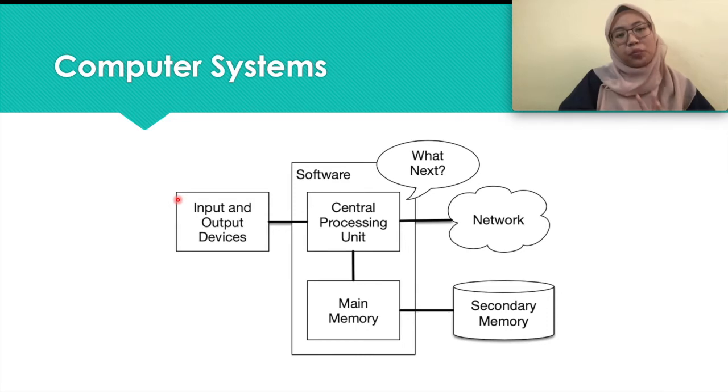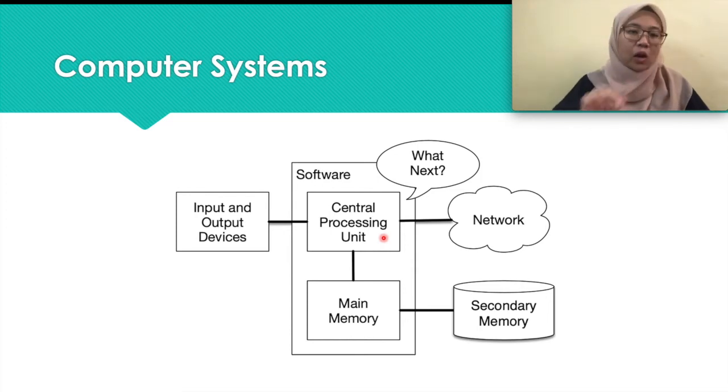Now, when we use input and output devices to interact with our computer, the one that processes all of our requests is the software. The main part of the software is the central processing unit. Our central processing unit is going to process whatever request we tell our computer to do. For example, we tell our computer, okay, now open this file, open that audio. Things like that are processed by our central processing unit.